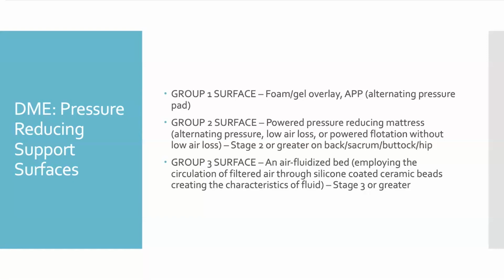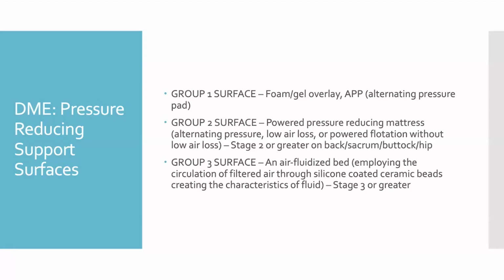So a group 1 surface is either a foam overlay, a gel overlay, or an alternating pressure pad. All of these overlays go on top of a patient's own mattress, or if they have a hospital bed, their own mattress from the hospital bed. These are all ordered in patients who are at risk of having a pressure injury or who already have a stage 1 pressure injury. If you meet someone who is newly bed bound and they don't have any support surface, then this is the surface that you would want to use.